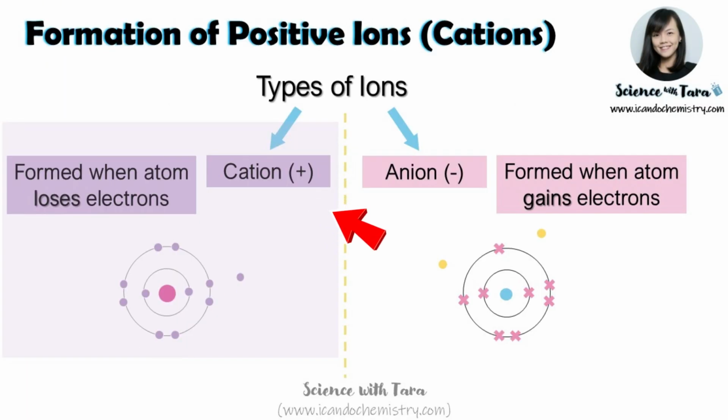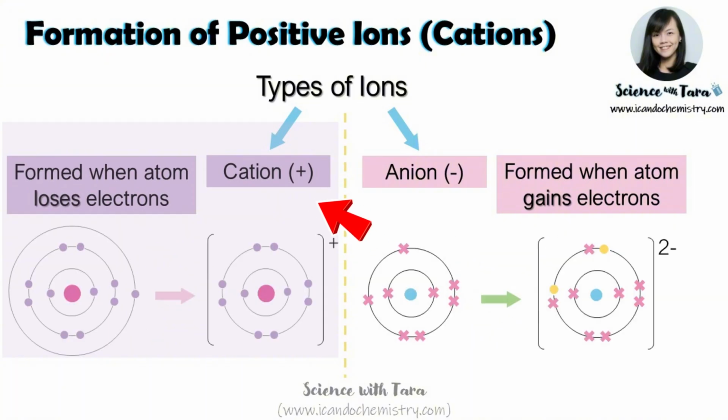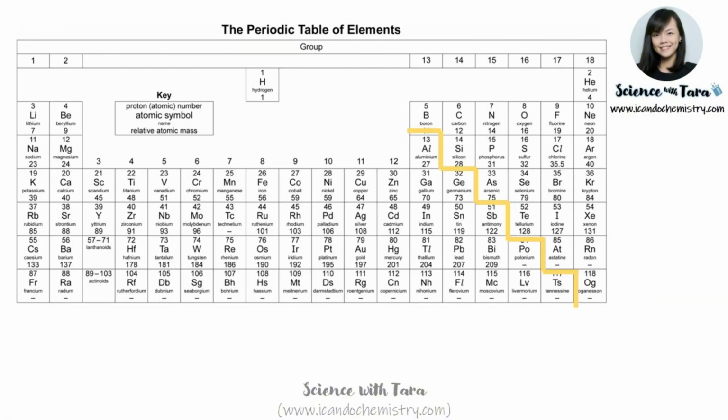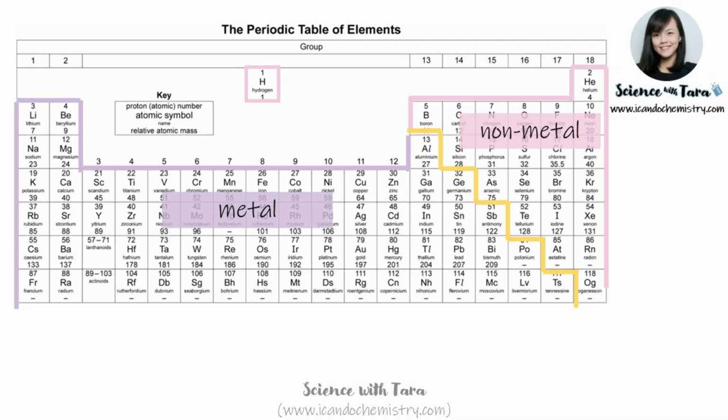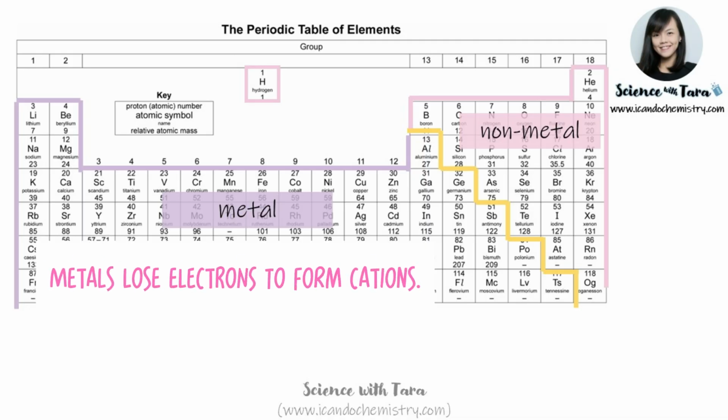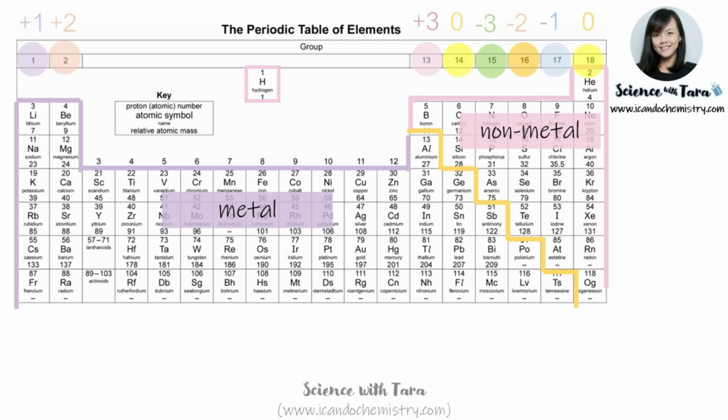Positive ions are called cations. They are formed when atoms lose electrons. In general, metals tend to lose electrons and form cations. The charge of their ion is related to the group number of the element in the periodic table. Let's look at some common examples.